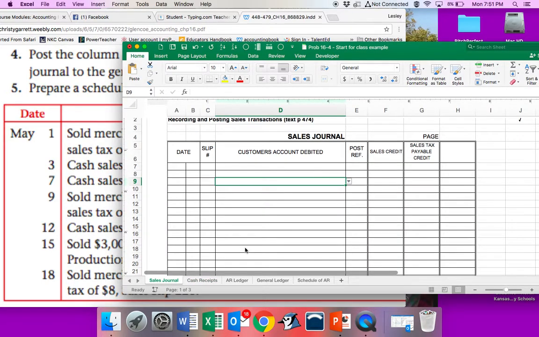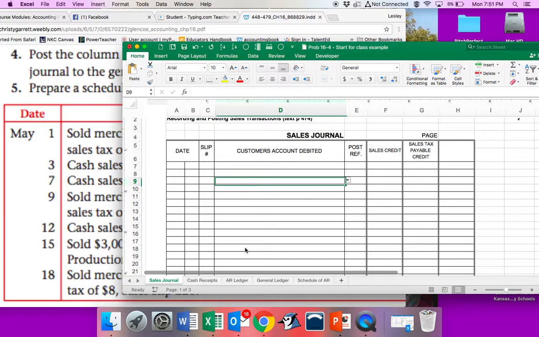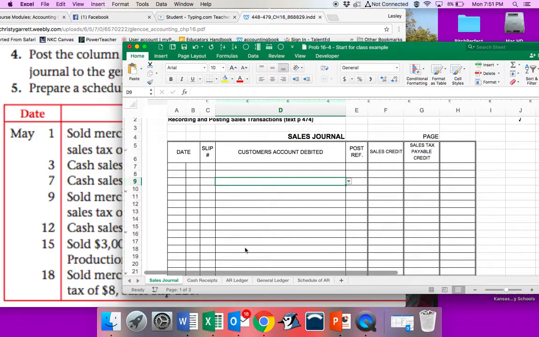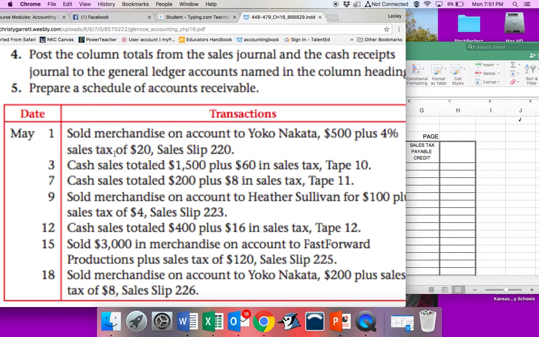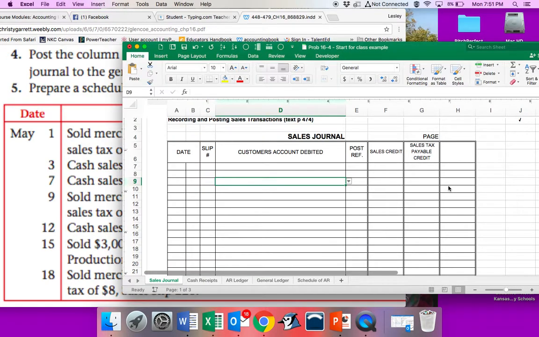The sales journal is used only when there is merchandise being purchased on account. Okay? So, for example, here we have sold merchandise on account to Yoko Nakata, $500 plus 4% sales tax, sales slip 220. Because it's merchandise on account, we know we're coming to the sales journal.